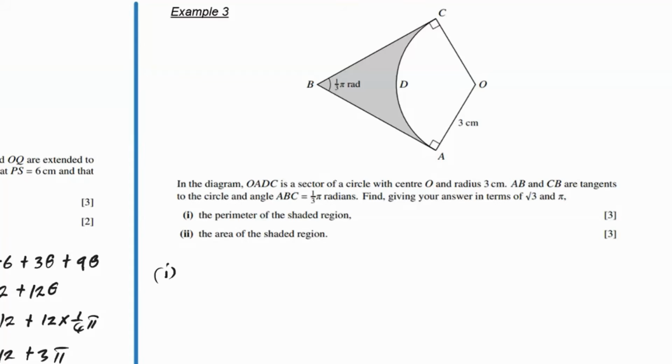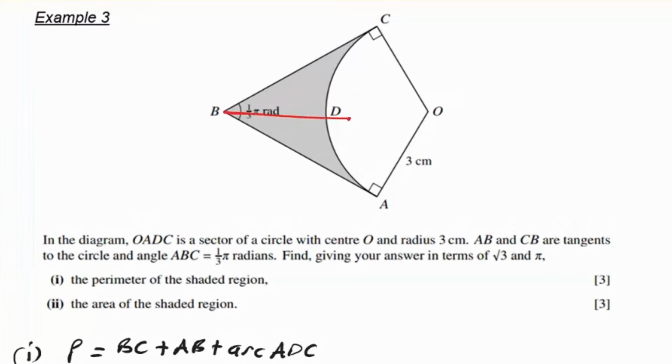Alright, so here, for the perimeter of the shaded region, we're going to say that that perimeter is equal to BC plus AB, and that's going to be plus the arc, and that's the arc ADC. So that's basically how we find that. So for BC, if you consider this shape here, you can see that we can draw a line that goes through and it will bisect the angle. Since it was a third pi, it has been bisected to a sixth pi and also a sixth pi down here.